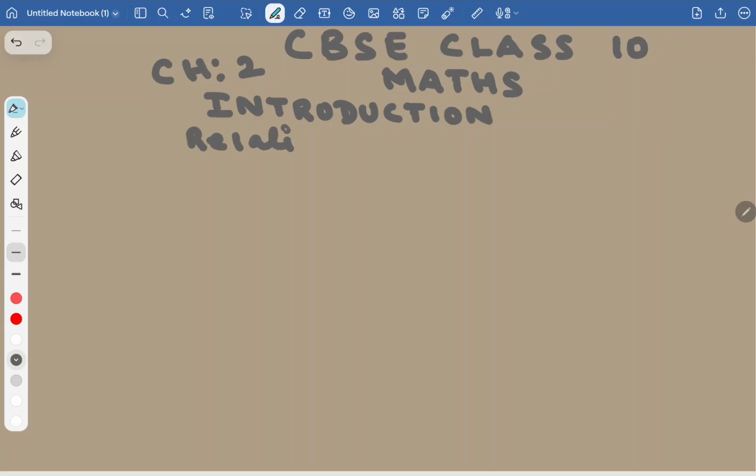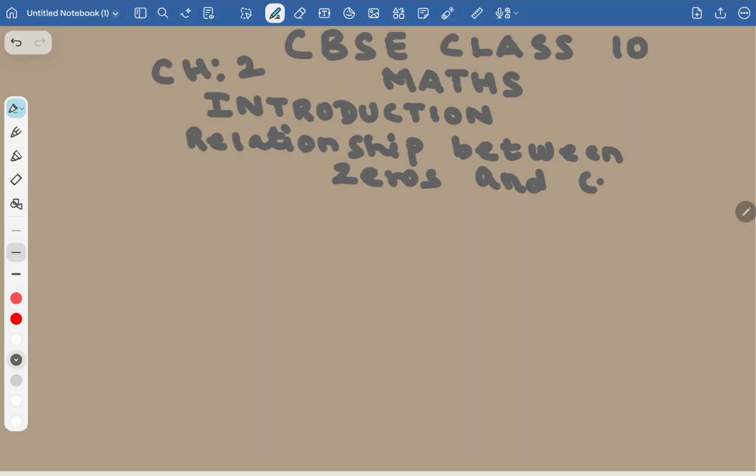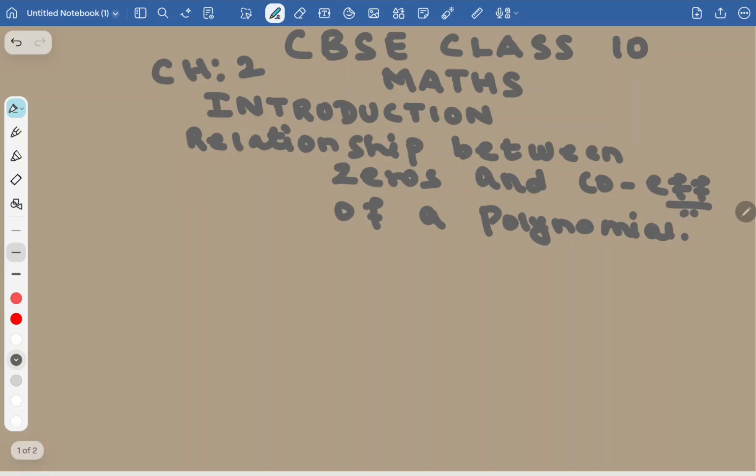I am going to discuss the relationship between zeros and the coefficient of a polynomial. This relationship is very important for solving the problems in exercise 2.2.